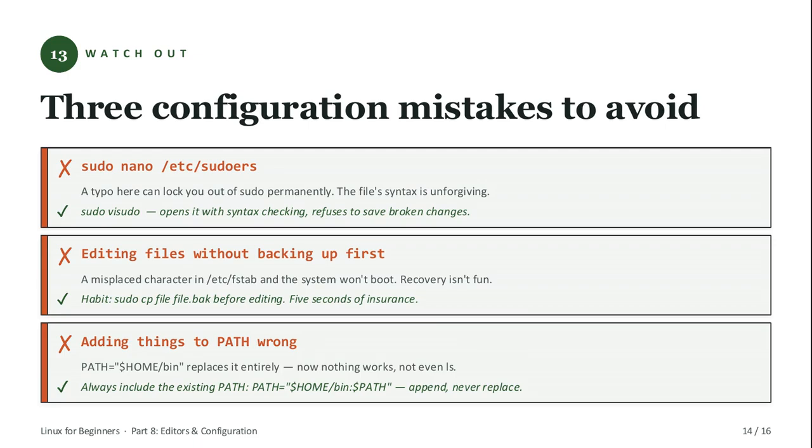Second, always make a quick backup before editing system files. sudo cp file file.bak takes five seconds and can save your boot. And third, when adding to your PATH, never replace it. Always append with a colon and $PATH, or you'll lose access to basic commands like ls.